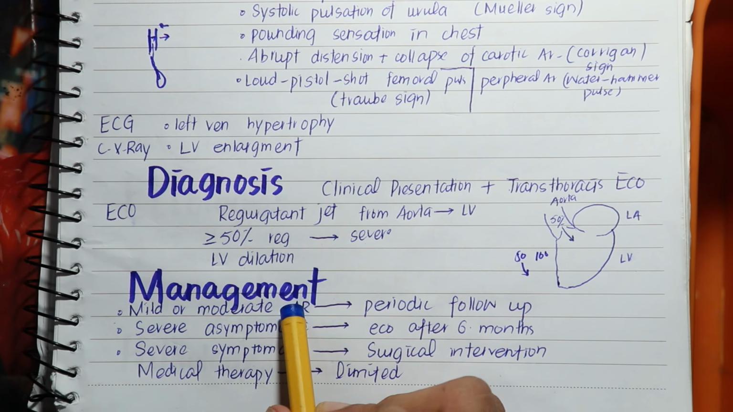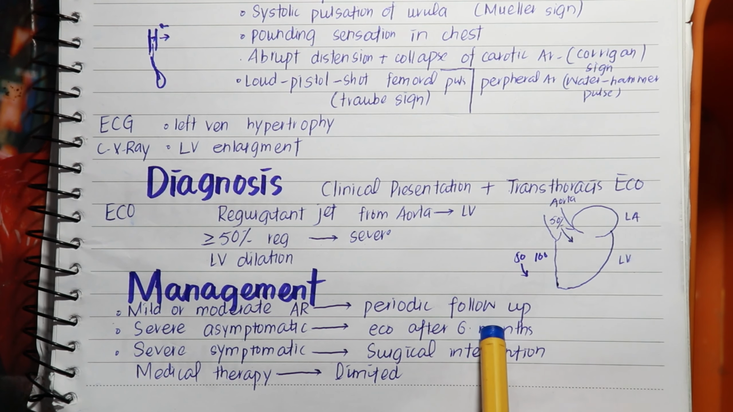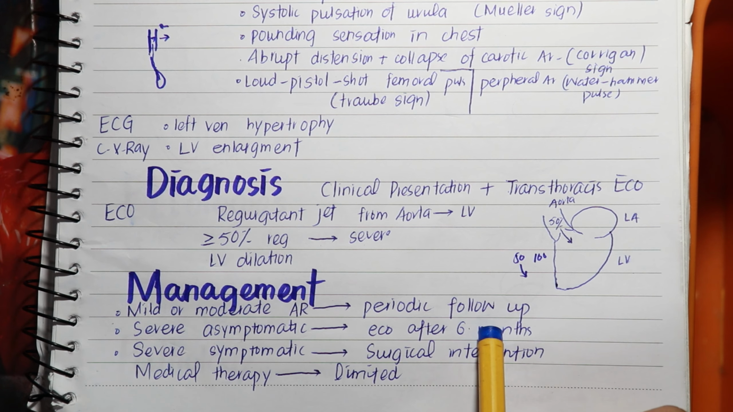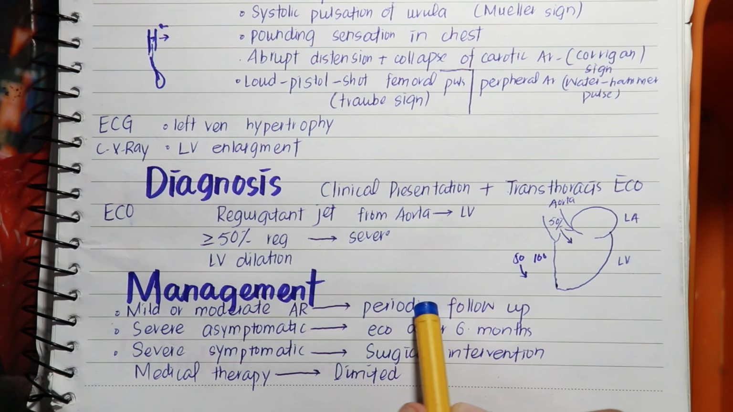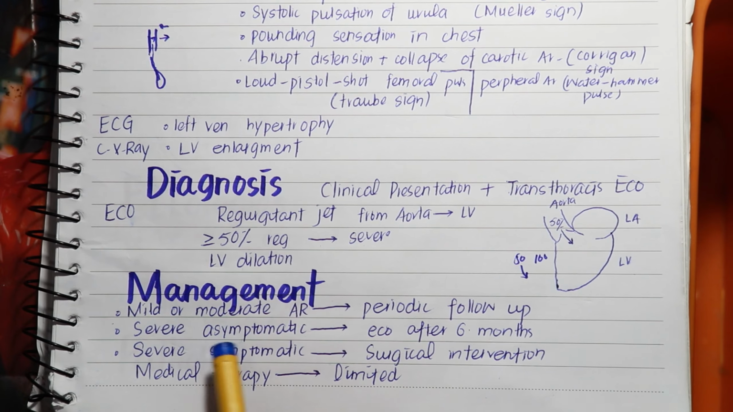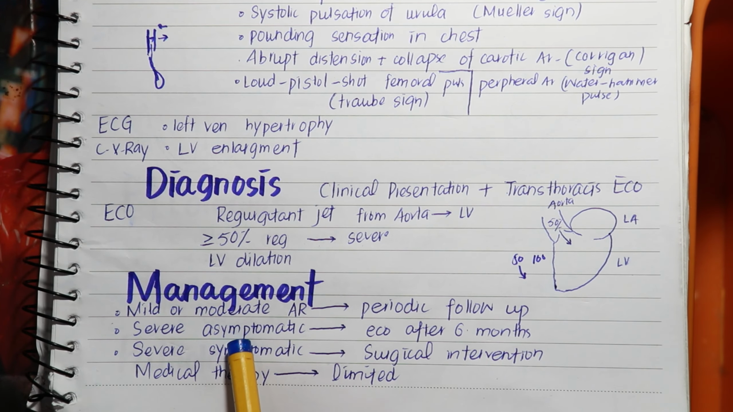Now what's the management? For mild to moderate aortic regurgitation, just periodic follow-up. Tell the patient to come to my clinic after 5-6 months, and you will just check the left ventricular function. In case of severe asymptomatic aortic regurgitation, do an echo every 6 months. Severe, but asymptomatic, there is no symptom.